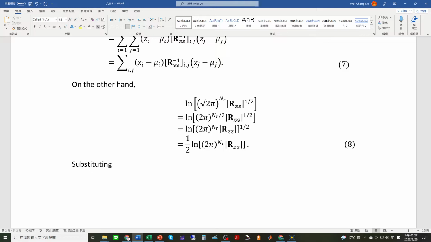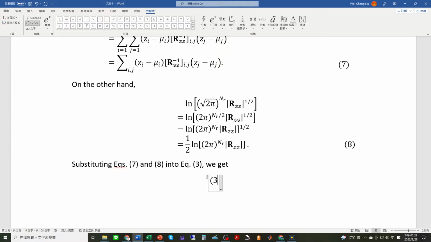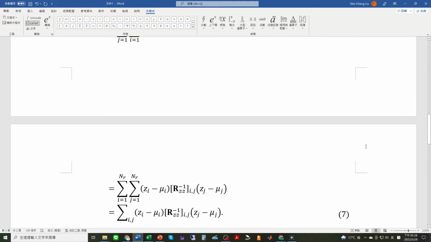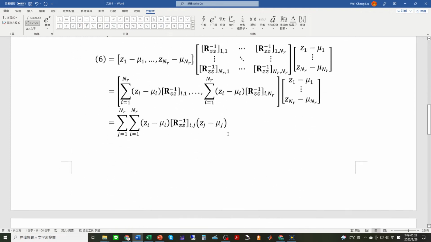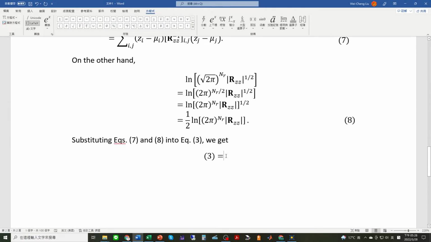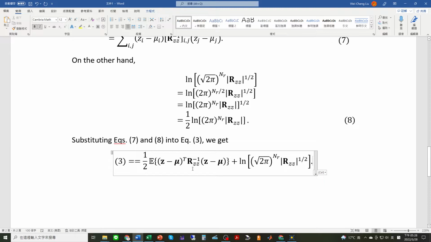substituting equations 7 and 8 into equation 3, we get, let us see equation 3. Equation 3 is here. Let me copy this equation and then paste here. Equation 3 is equal to this equation.